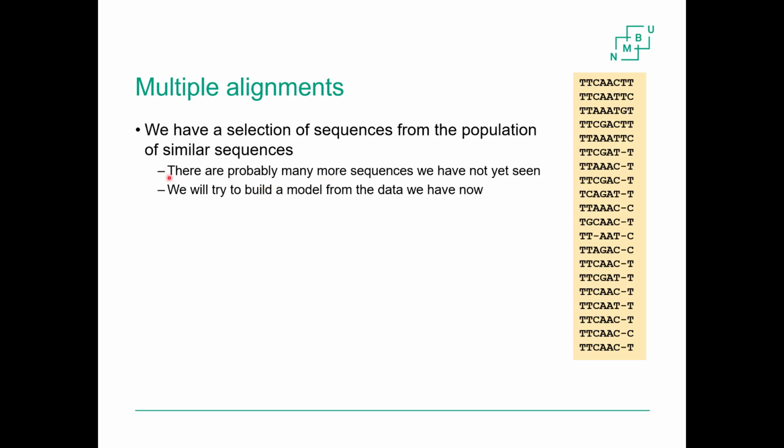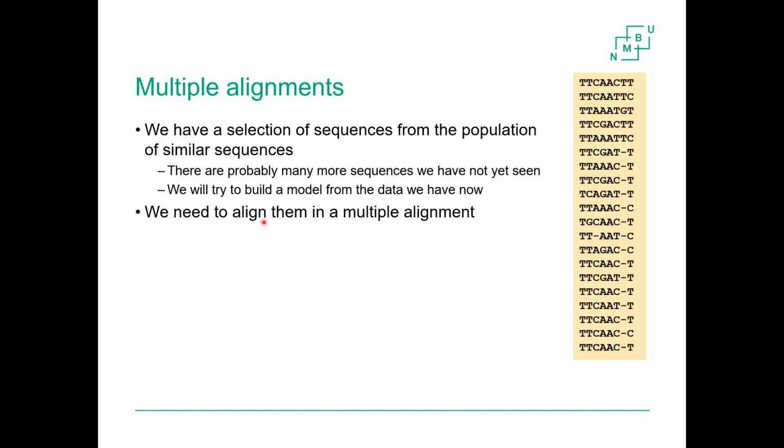And the first thing we need to tell ourselves is that these sequences here are probably just a small selection of all the sequences that we could have had. So there are probably many more sequences that we have not yet seen, and we will now try to describe this pattern in such a way that when a new sequence comes along that also belongs to this pattern, we will detect it. We will see that this new sequence also matches this pattern quite well. So we will try to build a model.